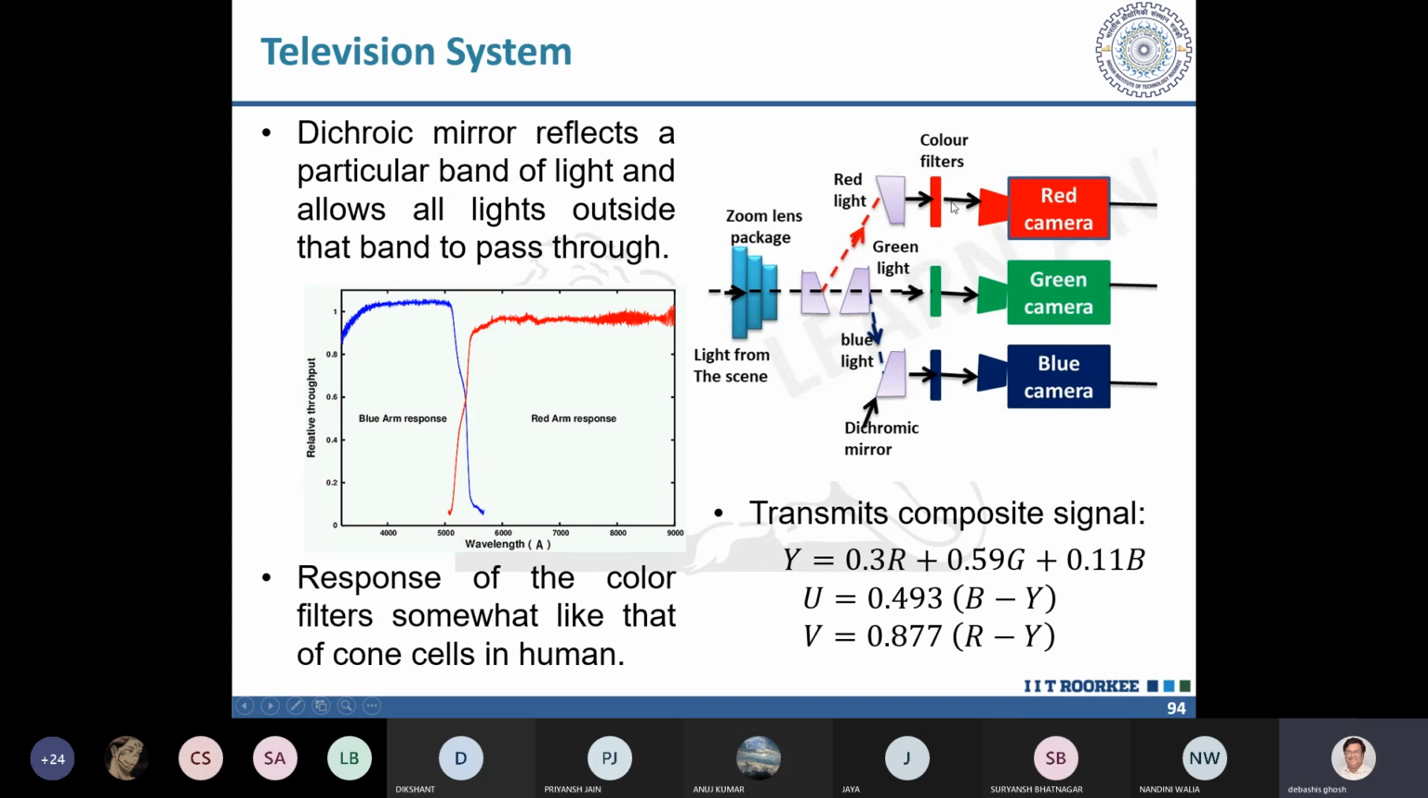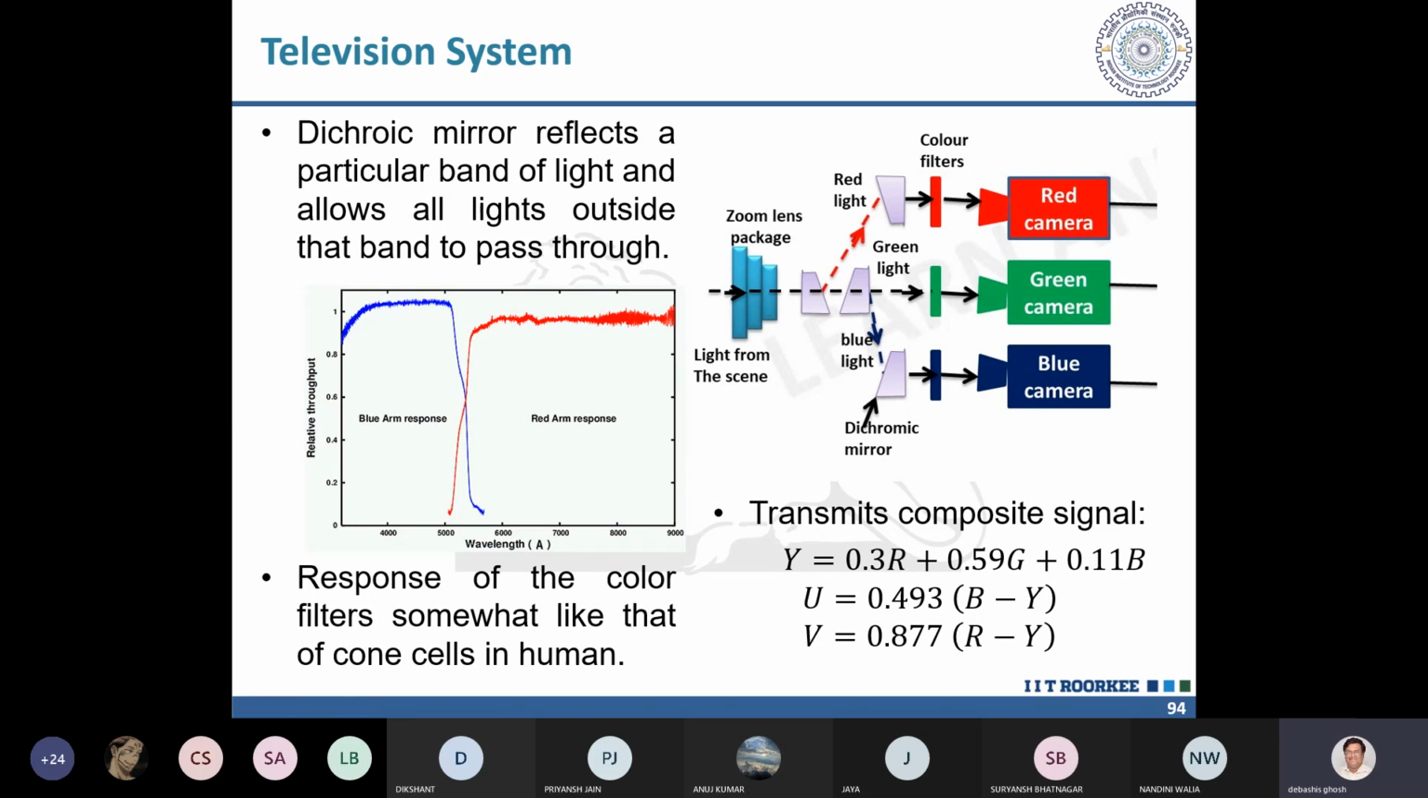We are doing that, and then the light goes to the 3 cameras. Once we have split the light into 3 portions, we will have 3 signals, not 1 signal. The earlier one was monochrome, black and white TV, based only on brightness. But now it is color TV, so I will have R, G and B. These 3 signals will go from the camera and be transmitted.